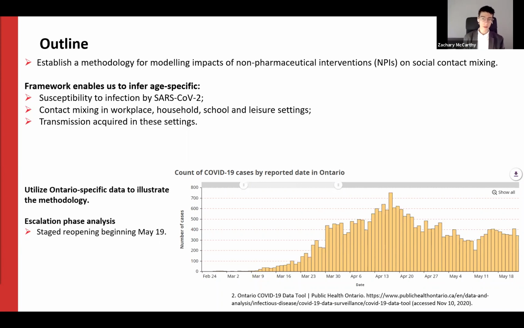On the graph here on the bottom right, we see carefully chosen dates. This is the confirmed cases in the province of Ontario, which is a province in Canada, by the way. The end of the date here, May 19th, marks the reopening. There was a staged reopening where some measures were relaxed. So our analysis is purely during the escalation of interventions.